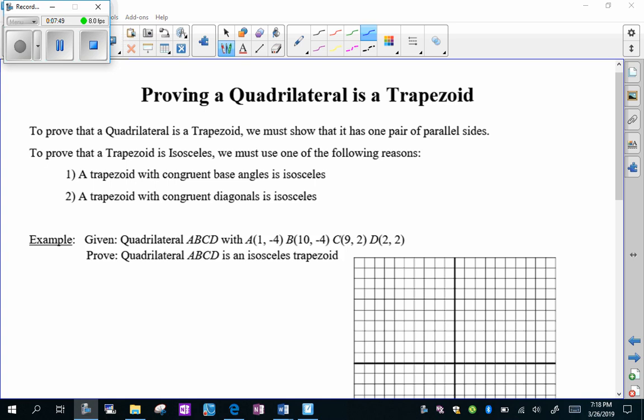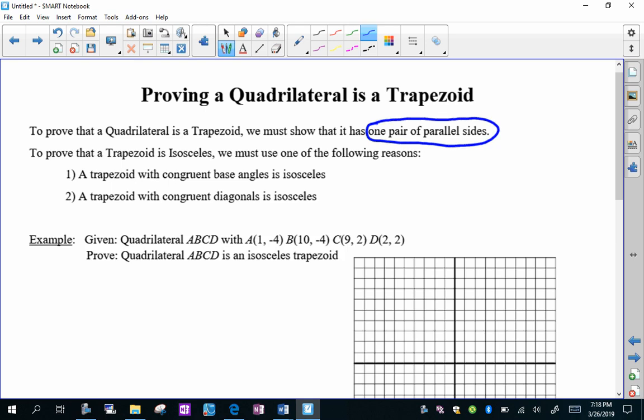But anyway, it says to prove that a quadrilateral is a trapezoid, we must show that it has one pair of parallel sides. Okay, so I'm going to circle that because that's a big one. One pair of parallel sides. Well, on the coordinate plane, when we think of parallel sides, immediately we're thinking of same, and I can hear from you, slopes. Okay, same slopes. So we like that. Rise over run. All right, delta y over delta x. All that stuff you've been doing for many years.